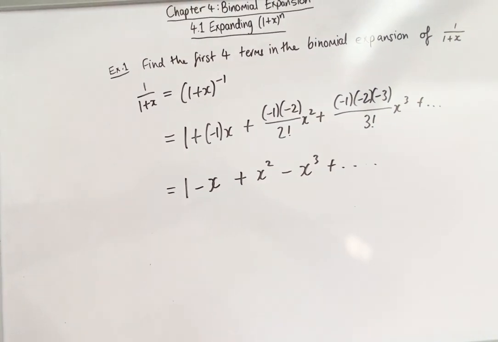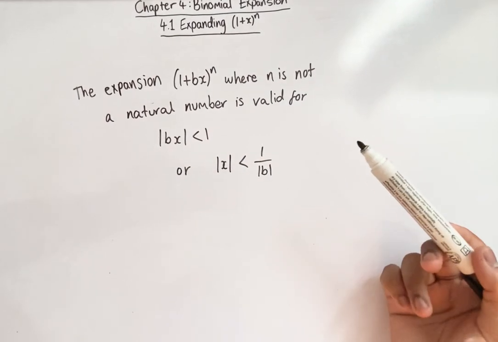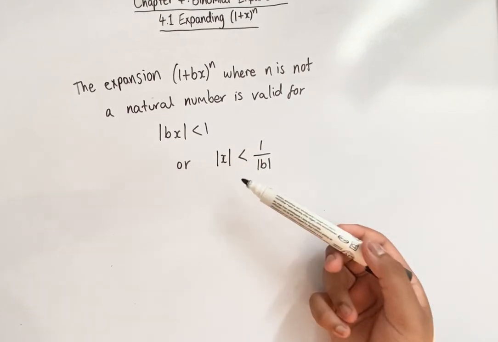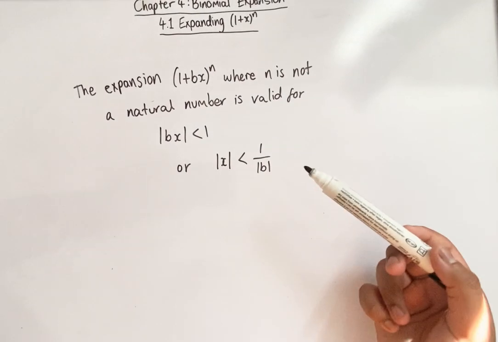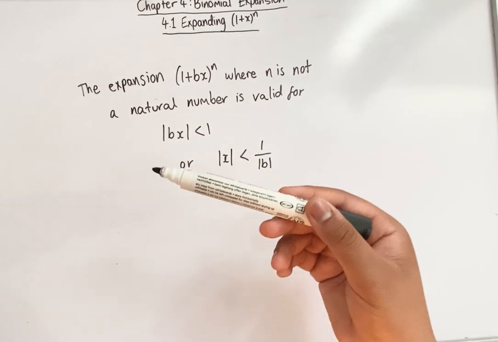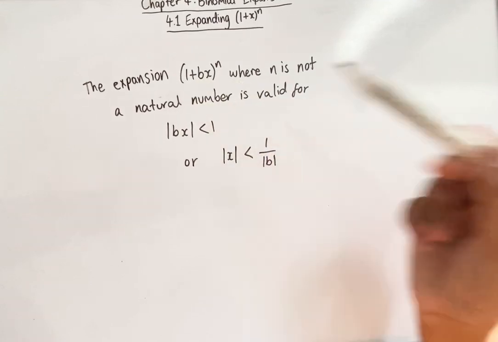The expansion 1 plus bx to the n, where n is not a natural number, is valid for when the modulus of bx is less than 1, or the modulus of x is less than 1 over the modulus of b. This means that you can substitute bx into every x term of the binomial expansion, so you can expand it when it's in this form.